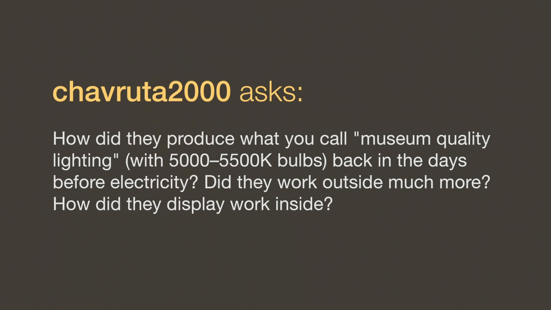All right, well now let's get into some questions. How did they produce what you call museum quality lighting with 5,000 to 5,500K bulbs back in the days before electricity? Did they work outside much more? How did they display work inside?